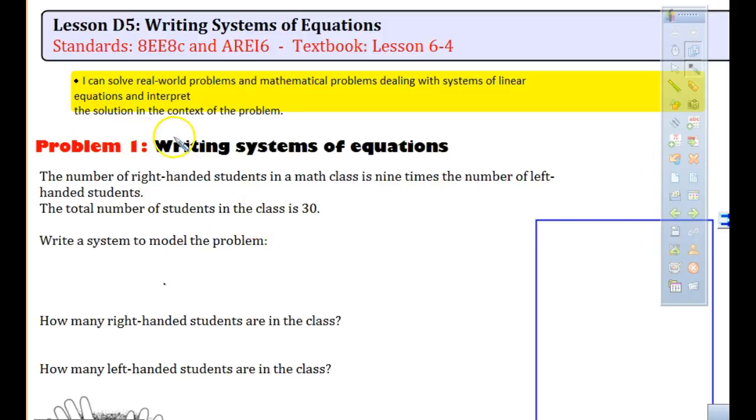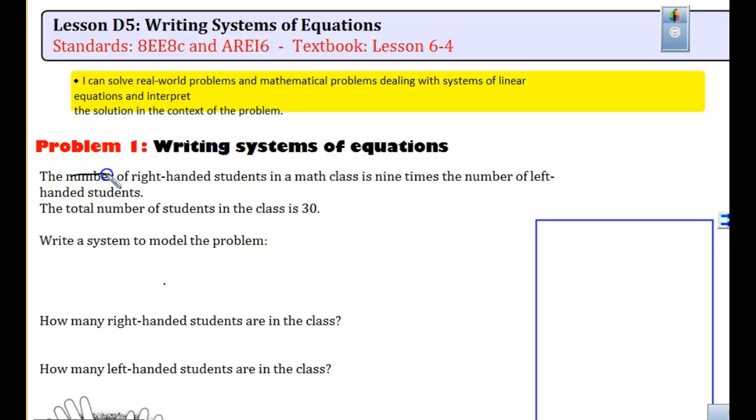So if we look at this problem, we want to try and write an equation. When we are writing our equations, we would want to start with looking at the number of right-handed students in our math class is 9 times the number of left-handed. How can I write that equation? And you've seen this one before, and instead of x and y, we now probably want to use information that goes with this problem. Total number of students in class is 30.